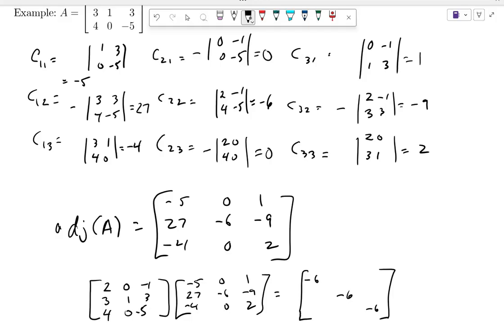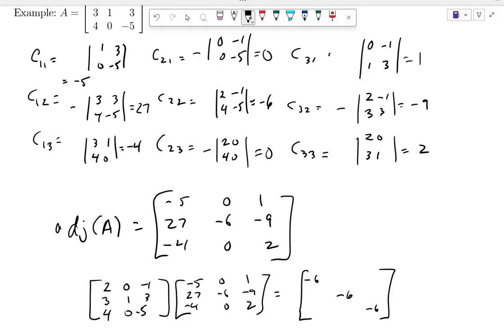This is why we do the transpose. When we take this row and match it with that column, I get the determinant. We take this row and match it with that column, we get the determinant. We should get the determinant all down the diagonal, every single time when you do this multiplication.